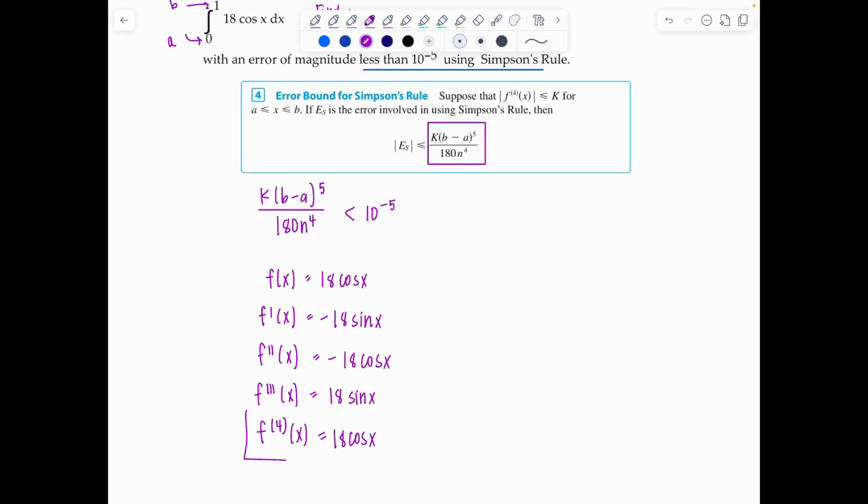So what's an upper bound for this fourth derivative on the interval from 0 to 1? Well, I know the absolute value of 18 cosine x. Cosine x is always less than or equal to 1. So this has to be less than or equal to 18 on the interval from 0 to 1. So that's my k. And I don't need to do anything more than that. Okay, so we've got k now.